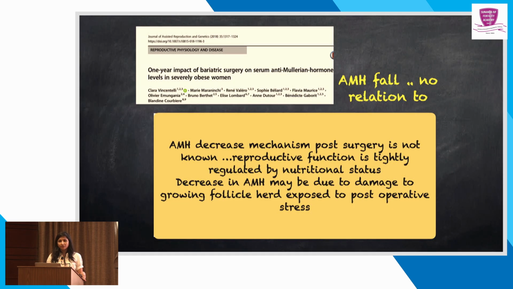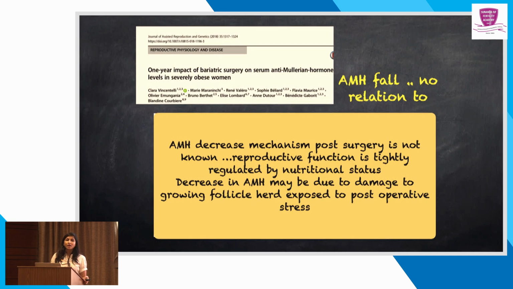One of the therapies which we advise to a morbidly obese lady is to go for bariatric surgery. This particular paper gives an idea that even when we are advising somebody a bariatric surgery, we have to always counsel them that after bariatric surgery there is going to be a fall in the AMH level. This was a very nice study where they did the serum AMH level after 1 year of bariatric surgery, and they saw that the AMH had fallen. The mechanism of this AMH decrease post-surgery is not known.